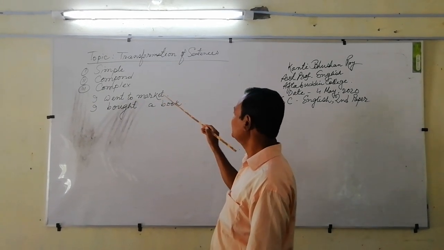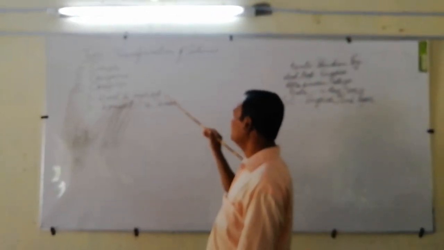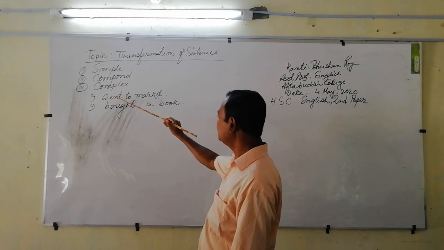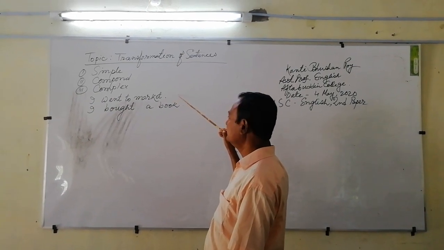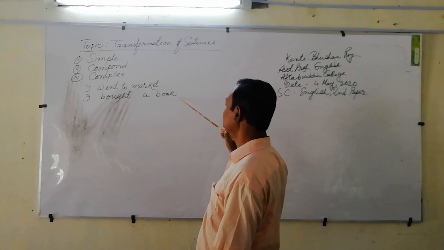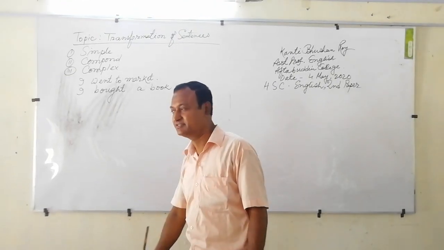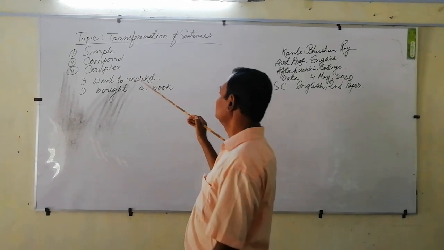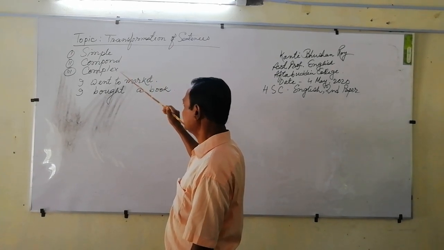This is a sentence. There are several words and it gives us a complete sense. I went to market. Here the subject I, went is the finite verb, no other clauses. This is a simple sentence. Likely, another simple sentence, I bought a book. All these two are the examples of simple sentences. We can transform this simple sentence into compound or into complex.